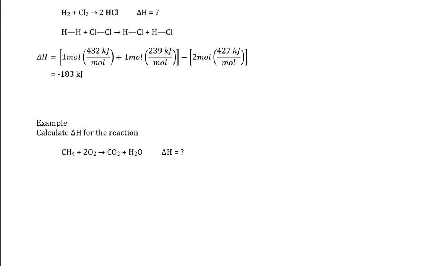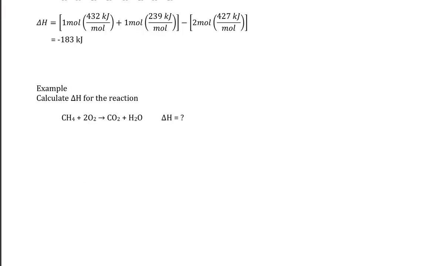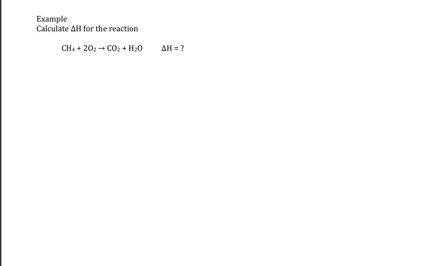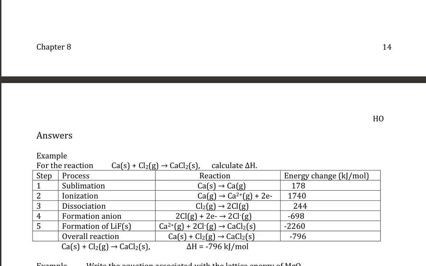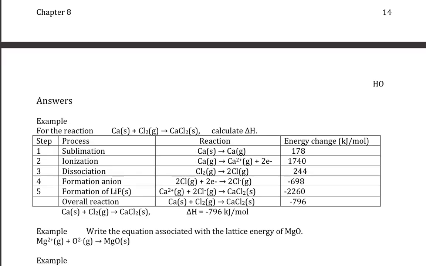Now I give you this last problem to do. Example: calculate delta H for this reaction, CH4 plus 2O2 yielding CO2 plus H2O. You will have to draw out the Lewis structures for each reactant and product and do like we did in that above example. All the answers are in, as usual, this answers area.